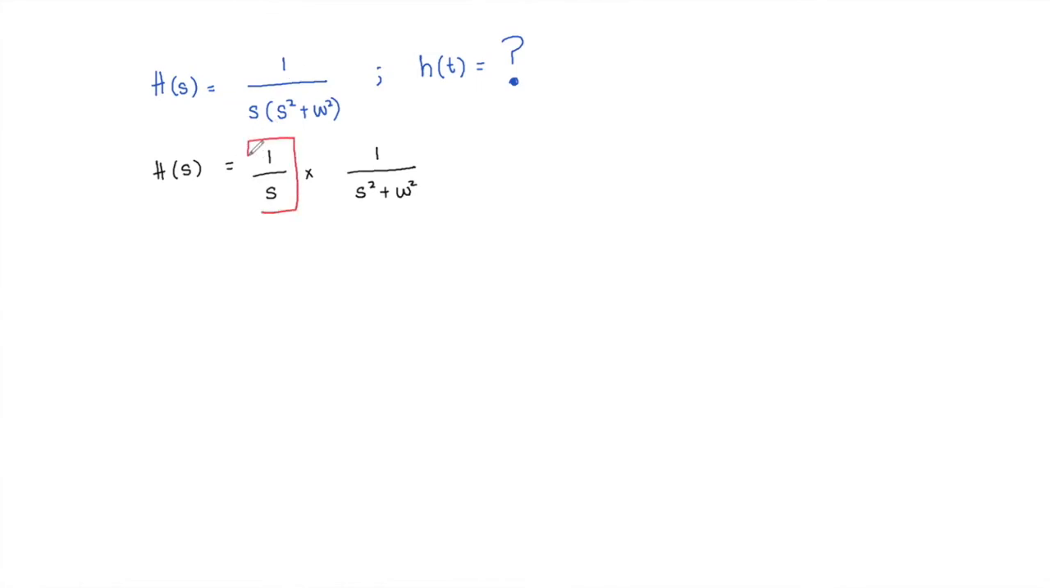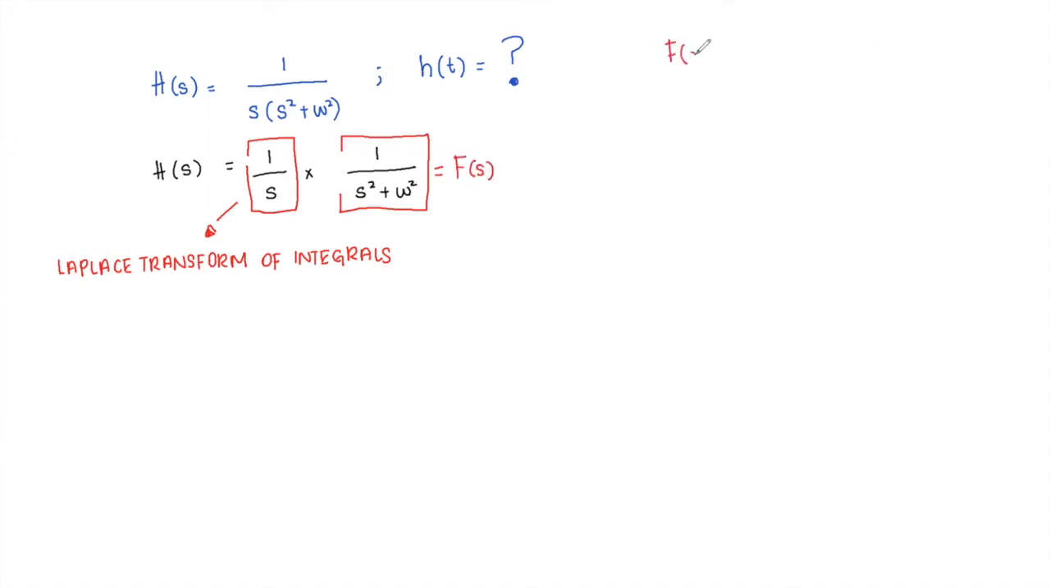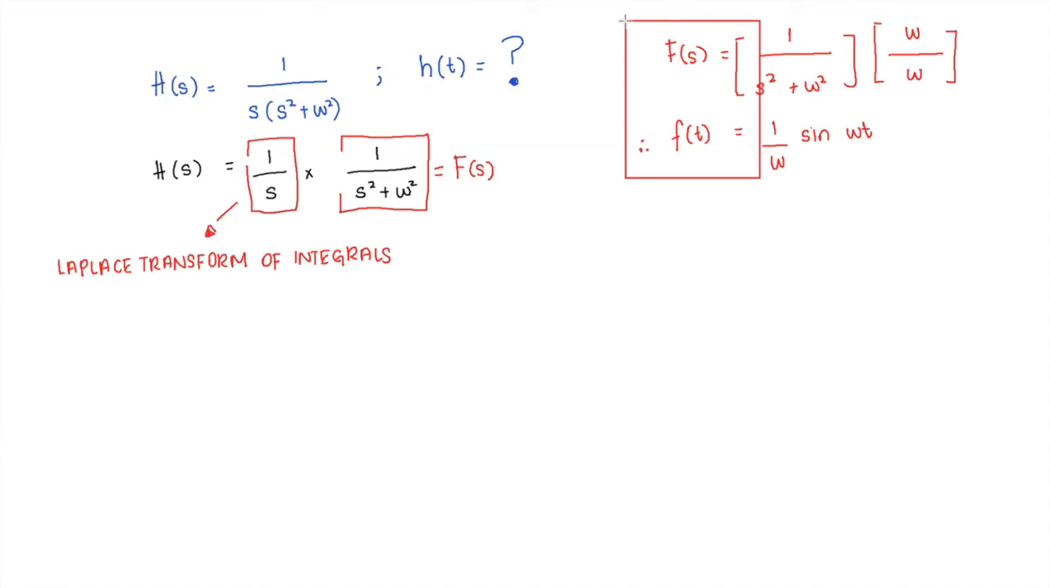And we realize that 1 over s here corresponds to the theorem of Laplace transform of integrals. Now, next, let's assume 1 over s squared plus omega squared is equivalent to F(s), whereby this F(s) can be multiplied with omega over omega. As such, we can take 1 over omega out, and we can derive the f(t) from the basic Laplace transform table as 1 over omega sine omega t.